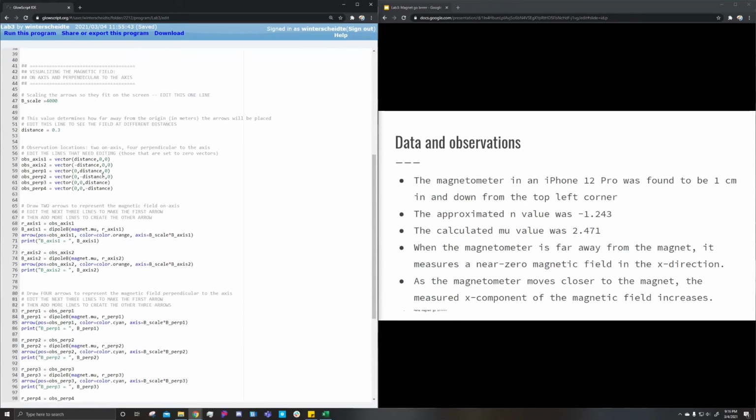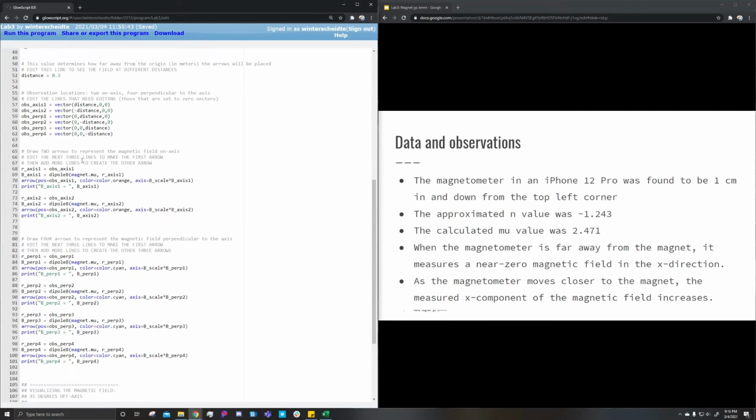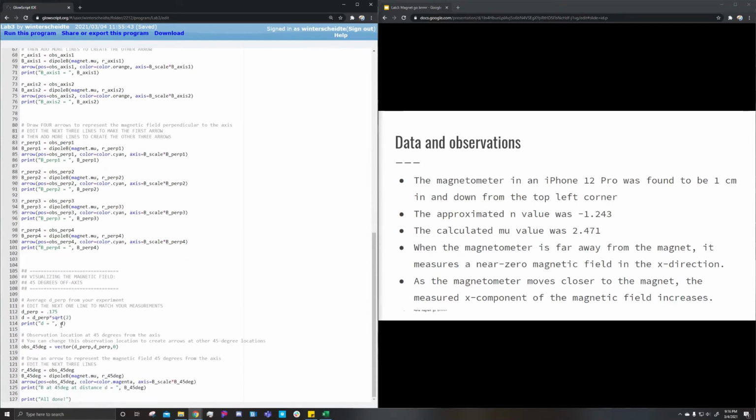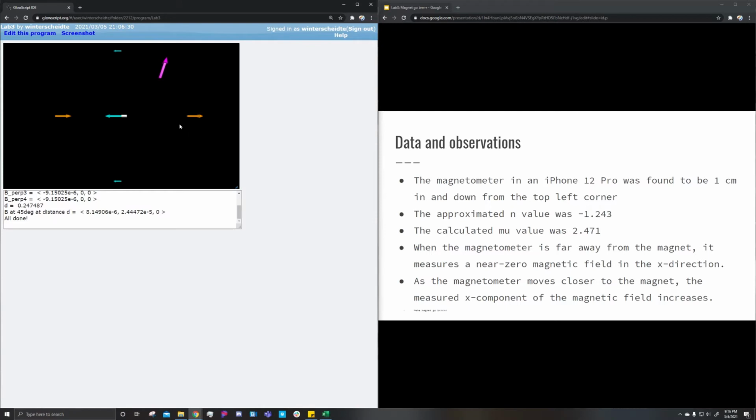So I'll take a look at a couple different distances. These are just observation locations, and creating the arrows. And then we looked at the 45 degree, so we can take a look at how this looks at 30 centimeters away. We can see the on-axis is modeled in orange, and that's very close to our measured 20 microteslas. And then the perpendicular is modeled in this cyan color, and that's not something that we measured, but I'm sure that that is a good estimate.